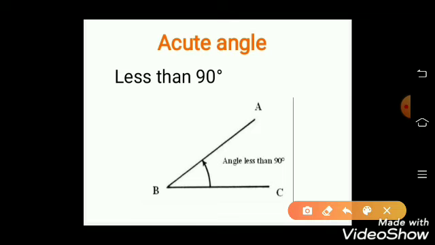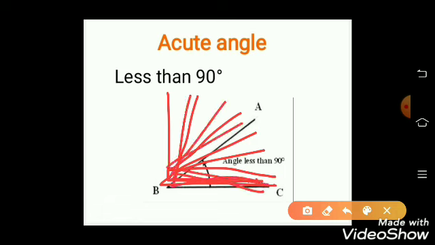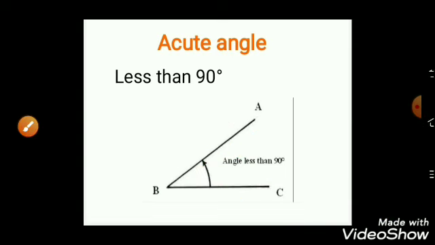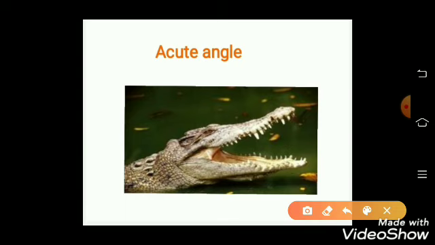Listen. Less than 90 degrees is called an acute angle. Already I told you that this is 90 degrees. So less than means this angle is making the lowest angles. Less than 90 degrees is called an acute angle. Next one, this is one example of an acute angle. Where is it making an acute angle in this picture? Yes, very good. This is an acute angle.